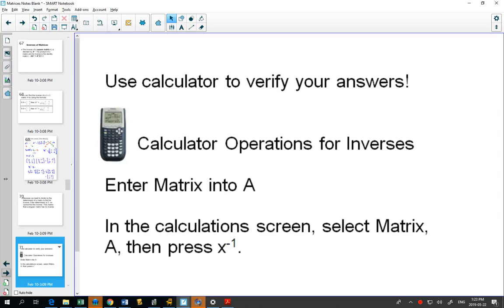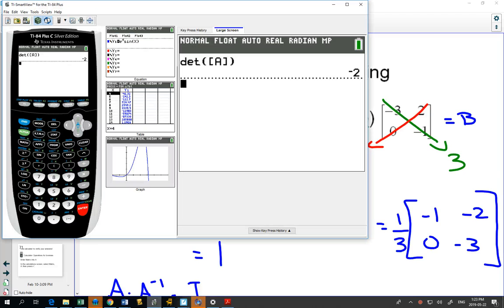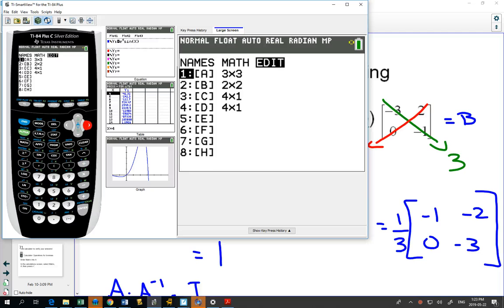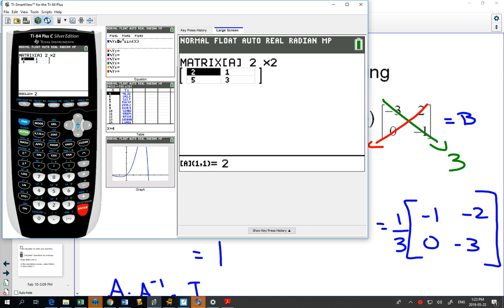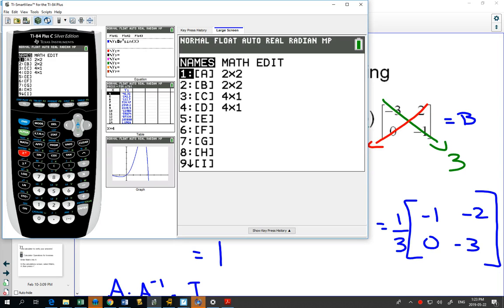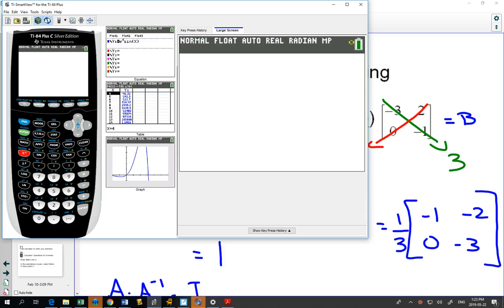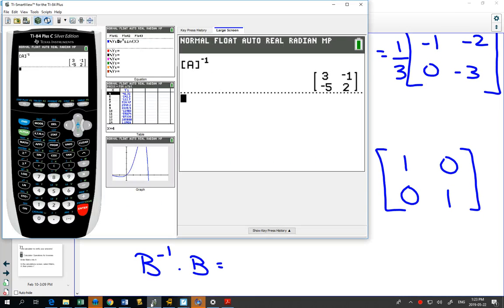So we can verify our answers with our calculator. If I take one of these ones that we just did, let's say A, 2, 1, 5, 3, I go to my calculator, I go second matrix and edit in A 2 by 2. 2, 1, 5, 3. And then on your main screen, you can go second matrix A, and then right above your x squared button is to the -1. 3, -1, -5, 2. Is that what we got? Yes. So you can verify it on your calculator by doing the -1, and it will calculate it for you.